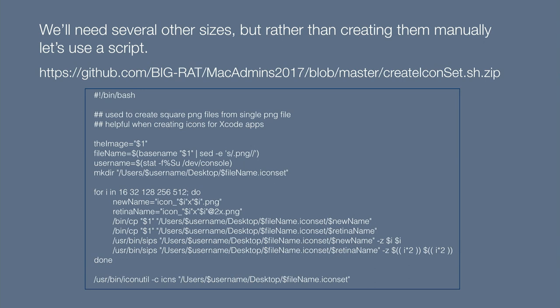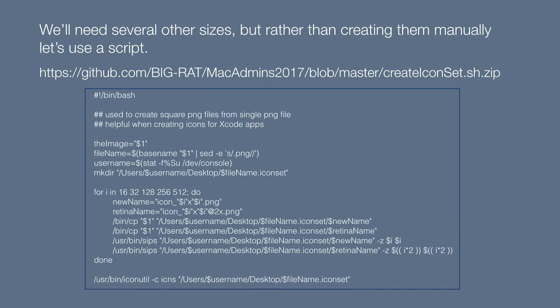All right, so the script should be out there. Basically, I run the script. If we just look through what it's doing, the image, that $1. So I run the script, point it at the image that I want to use for my icons. Gets names, do whatever. Loops through, creates all the different sizes. As the last line, creates that icon set.